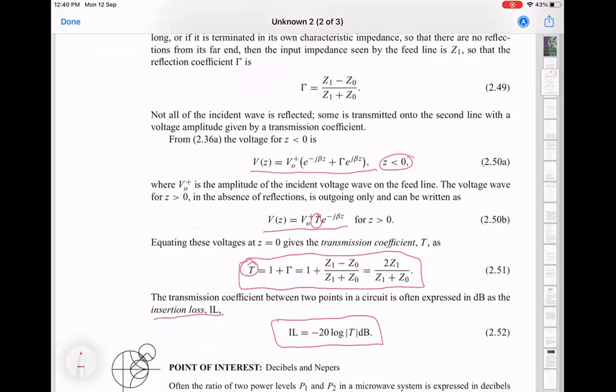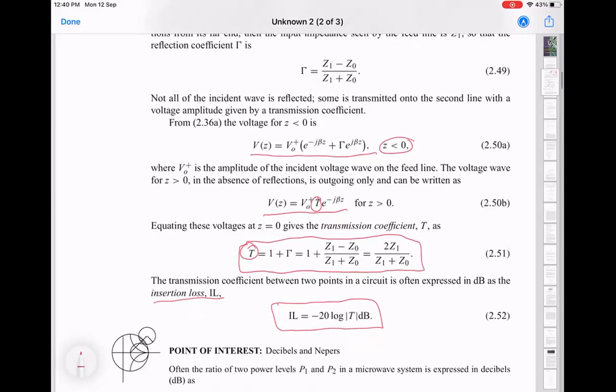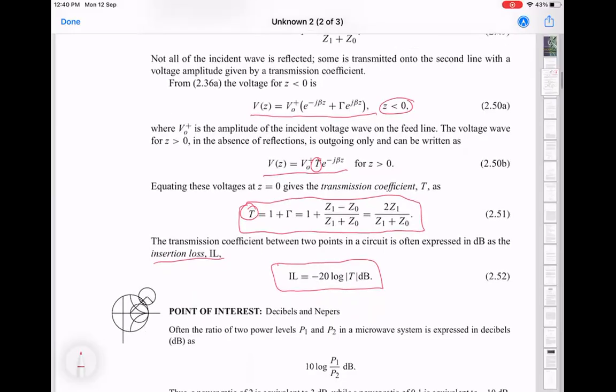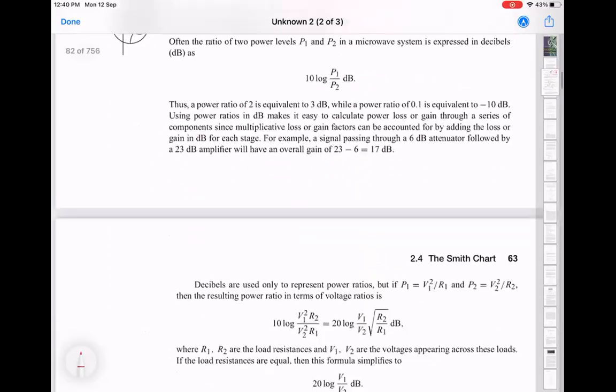And sometimes this quantity here is also defined as an insertion loss. It's because the presence of that transmission line there has resulted in a loss of this amount of power, which is related to the transmission coefficient. So again, this is just terminology. Insertion loss comes in several places.